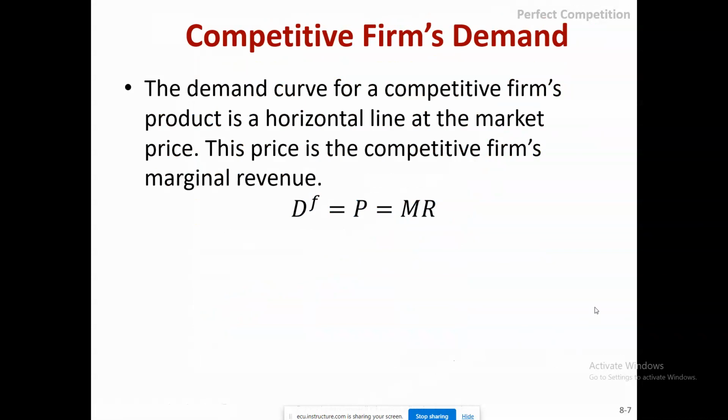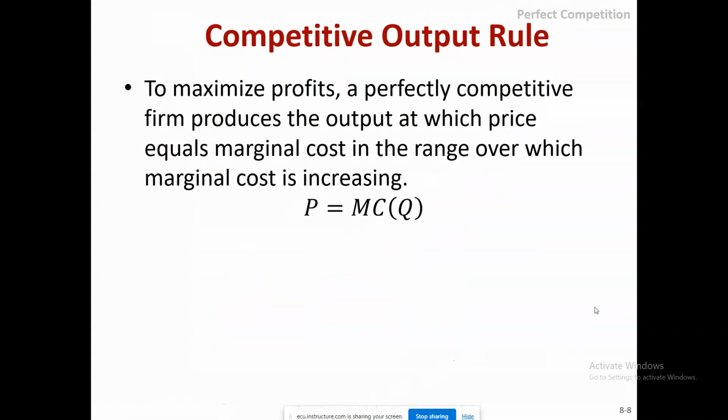Because for a perfect competition firm, price is marginal revenue, and because marginal revenue must equal marginal cost to maximize profit, a perfectly competitive firm must produce the output at which price equals marginal cost, in a range over which marginal cost is increasing, to maximize profit.